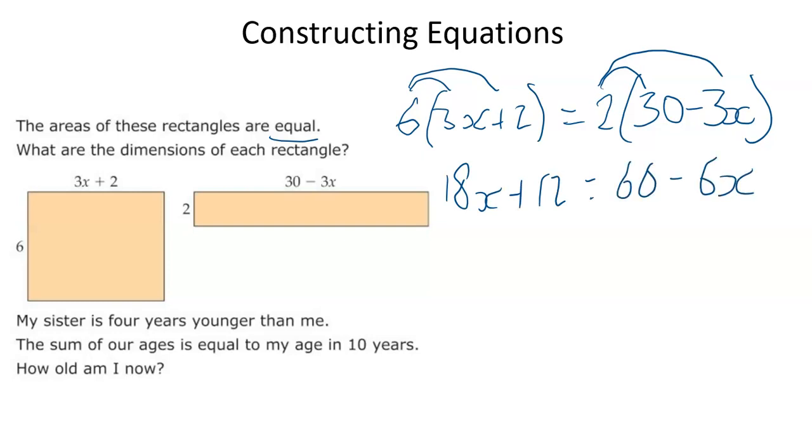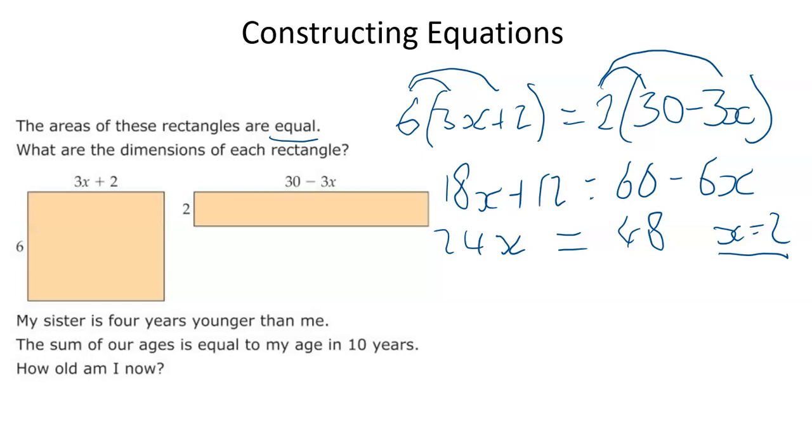Move the x over, so that's going to give us 24x. Move the 12 over, doing the opposite, so that's going to give us 48, and then divide by that, and we get the answer of x equals 2. Now, that doesn't answer the question. You've got to be careful with these. We've worked out what x is. We wanted to find the dimensions of each rectangle.